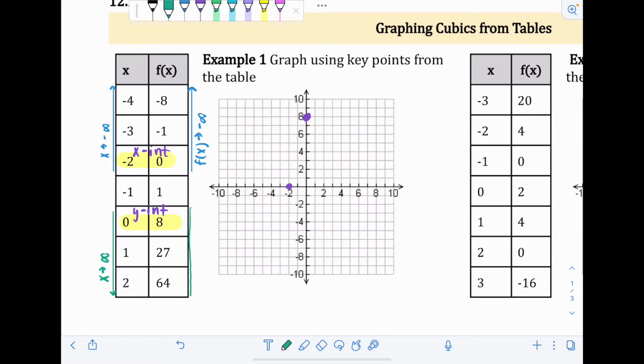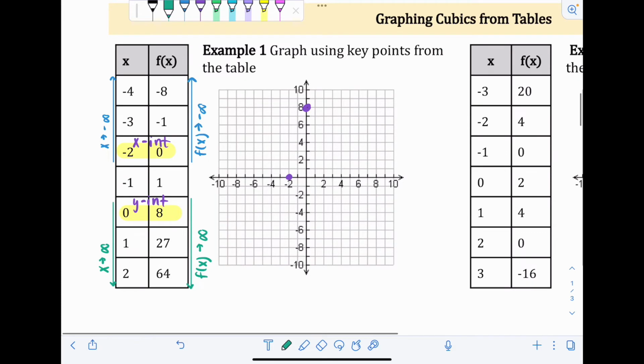And then on the other side of the table at the same time, the y values or the f of x values are also getting bigger. They're going from 0 to 27 to 64. So that would mean that f of x is approaching positive infinity as well because it's getting bigger. And then how that comes into play when we're trying to draw our graph is, x approaching negative infinity, that means left. F of x approaching negative infinity, that means down.